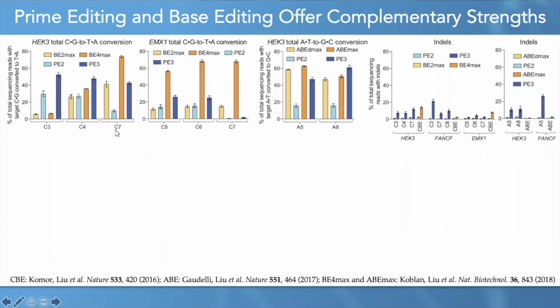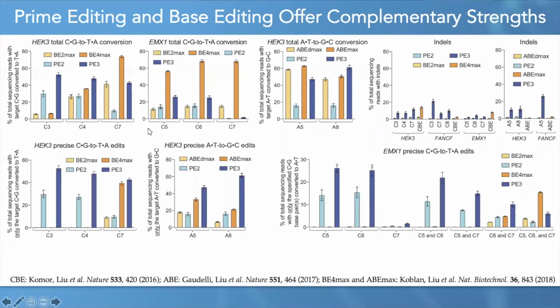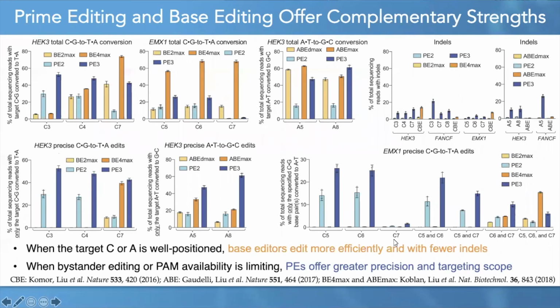Additionally, because one can dictate the exact edit outcome with a pegRNA's reverse transcription template, prime editing is more precise than base editing. For example, while a cytosine base editor would indiscriminately edit 3 Cs falling within its edit window, PE3 can specify whether the first, second, or third nucleotide is edited. As such, prime editors offer better precision and targeting scope than base editors.